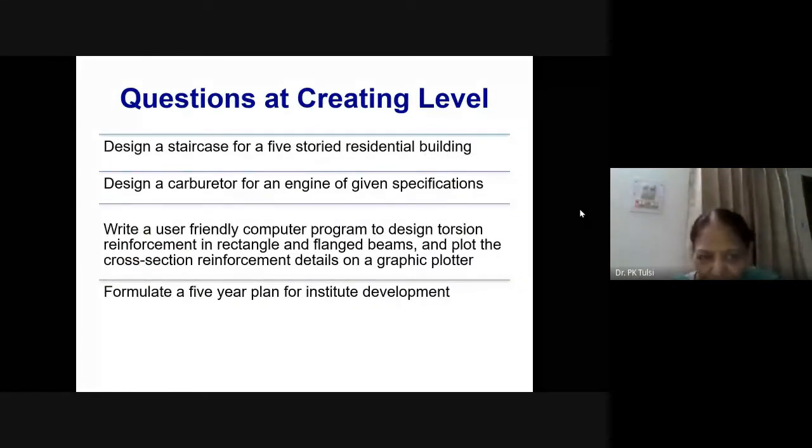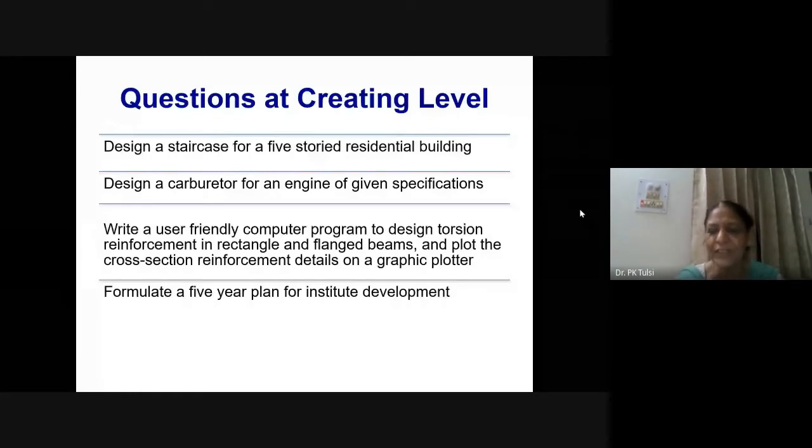Then at the creating level, you can see: design, write a user-friendly computer program to design a torsion reinforcement in rectangular and flanged beams and plot the cross-section reinforcement details on a graphic plotter. Formulate a 5-year plan for the institute's development, or maybe a 5-year plan for the country, India. So these are just a few examples.